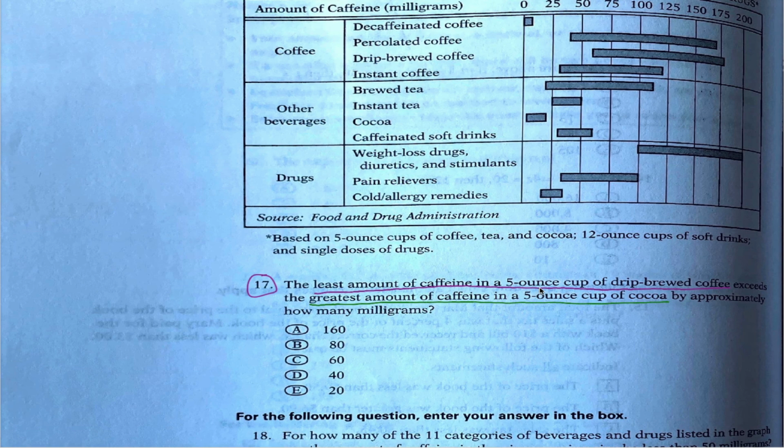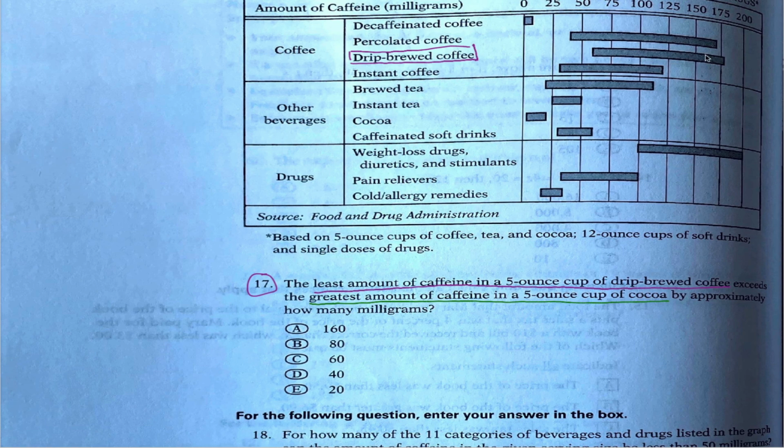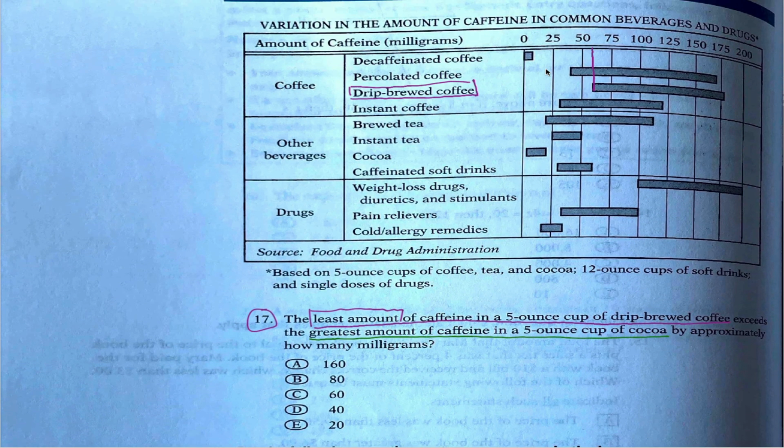So first, the 5-ounce cup of drip brewed coffee. Well, that's a coffee. Here it is, the drip brewed coffee. Here's the bar telling us how much caffeine can be in drip brewed coffee. But remember, we want the least amount. So we go all the way over to the left here. We're talking about this value right here. What is this value? Unfortunately, you have to estimate it.